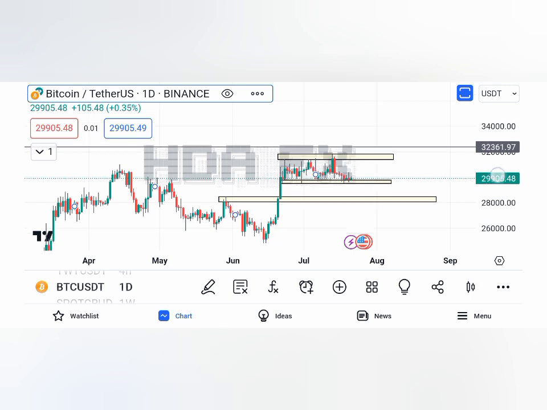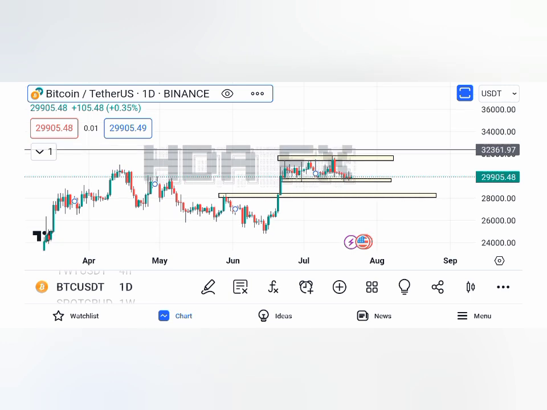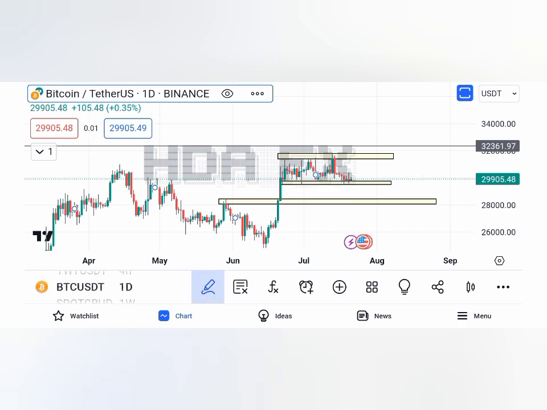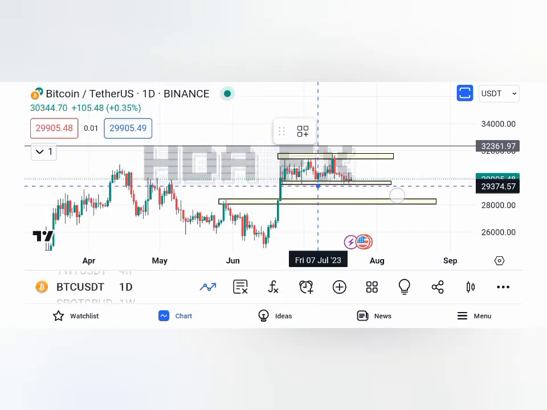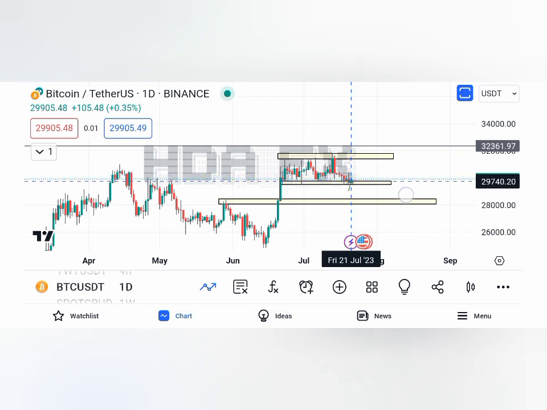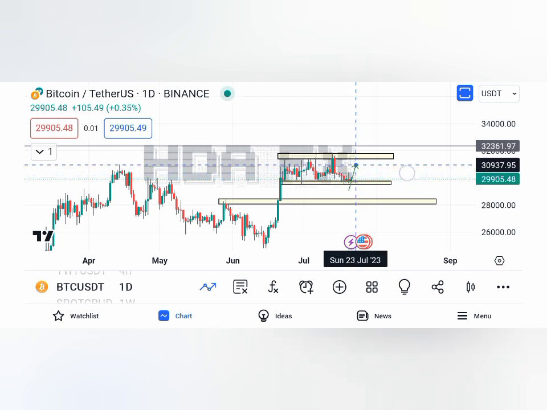So it will be risky to trade within the range, but if you are to trade within the range, I'll encourage you to scalp. Now we can see that Bitcoin has gotten to this key level here. And it's likely that it can go up to this point here. But like I said, it's risky to be trading within the zone. So if you are to be trading within the zone, I'll encourage you to scalp. It will be better to scalp.